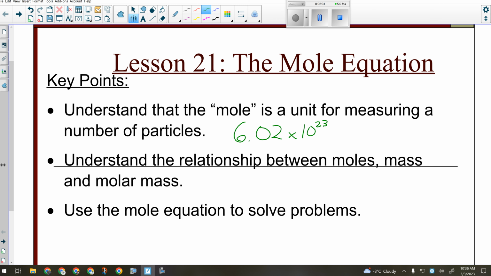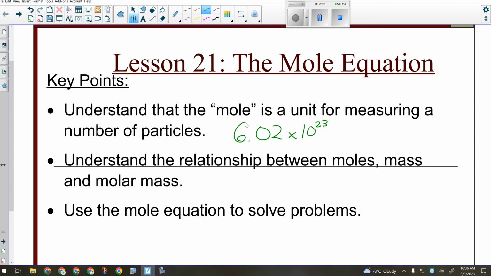If I have a mole of water, I have 6.02 times 10 to the 23 molecules of water. Okay? If I have 1 mole of gold, I have 6.02 times 10 to the 23 atoms of gold. Okay? I have that many particles of that material, whether it's a molecule or an atom, that is always 1 mole. Okay, everybody with me there?